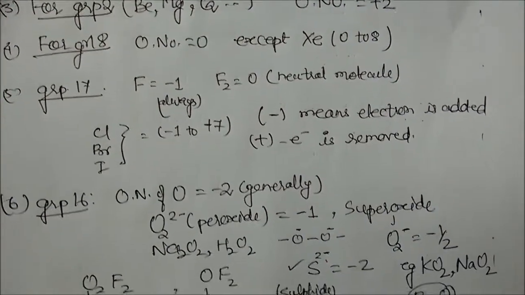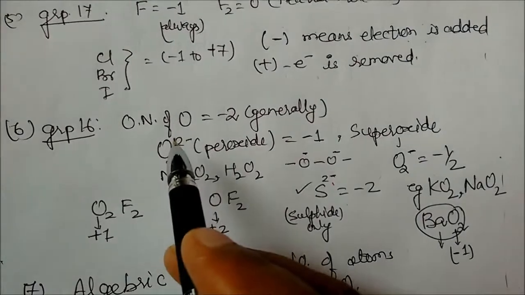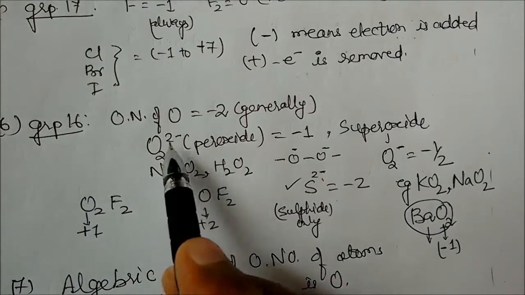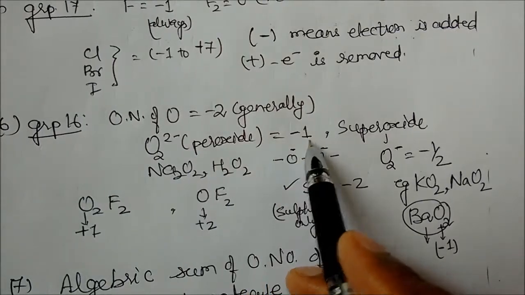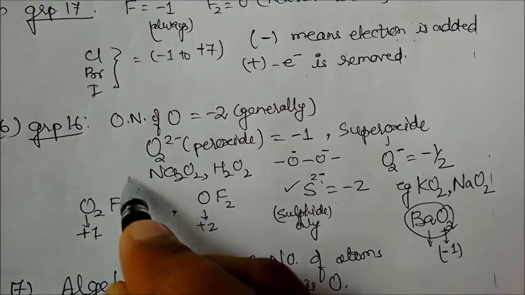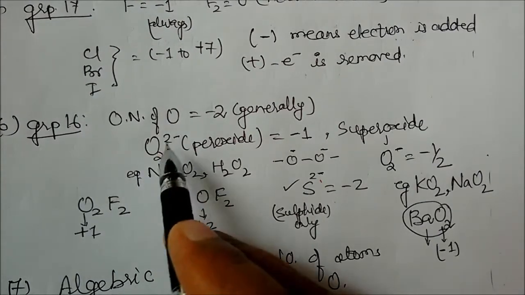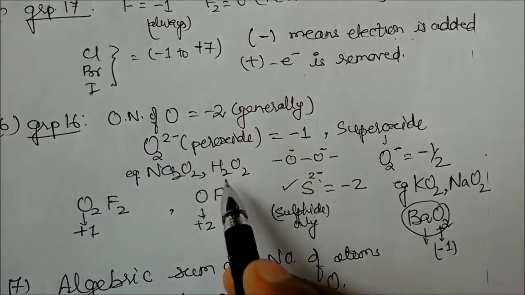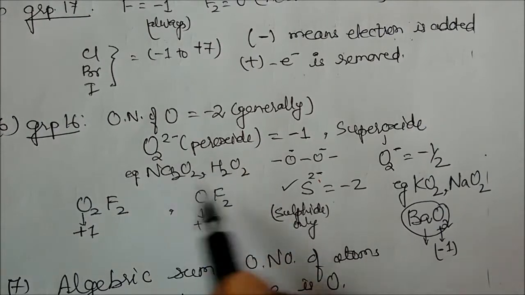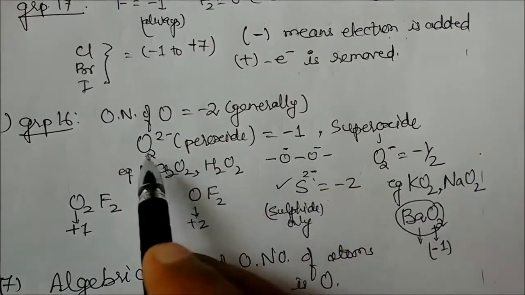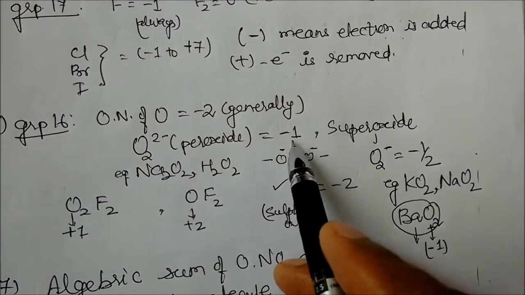Now see group 16. The oxidation number of oxygen is -2 generally. For peroxide, O2 2 negative, it is -1. How O2 2 negative? We have one example, sodium peroxide. If you remove 2 sodium, oxygen will take 2 electrons, so it is 2 negatives. H2O2, if you remove 2 hydrogen, it becomes O2 2 negative. So this is the diagram of oxygen. Each oxygen gives 1 electron. So peroxide oxidation number is -1.